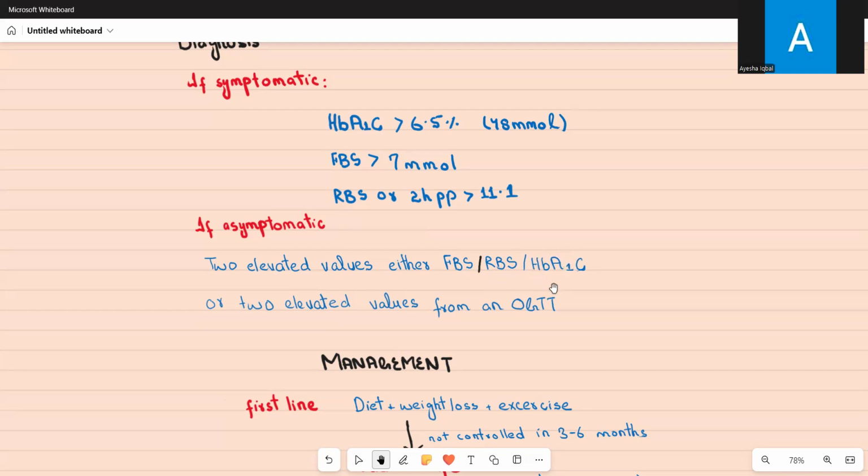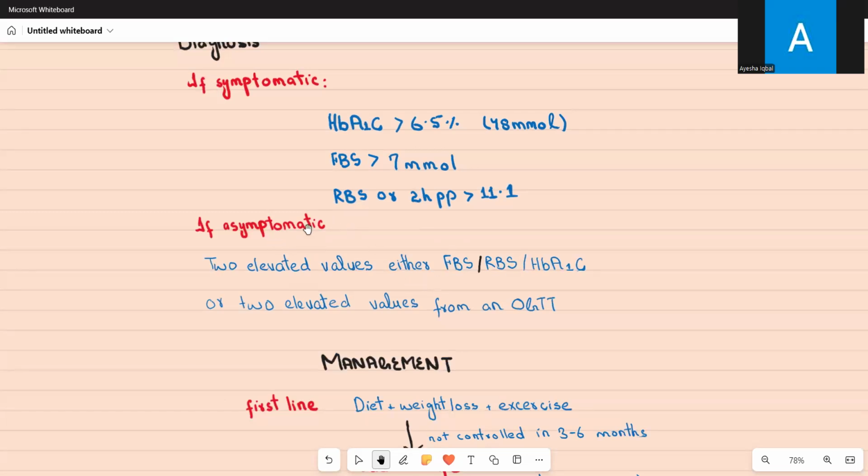The problem with HbA1c is it's a retrospective test and it shows the level of glycated hemoglobin over the past 3 months. So to get another positive value for HbA1c to rely on, you need to wait for another 3 months, which is not ideal. So usually we go with fasting blood sugar or random blood sugar, and if we can get a repeat elevated value, then we can confirm that the patient has type 2 diabetes mellitus.